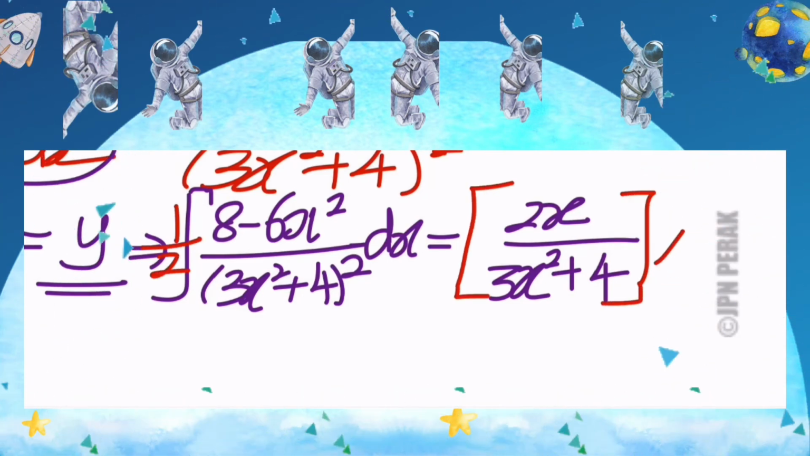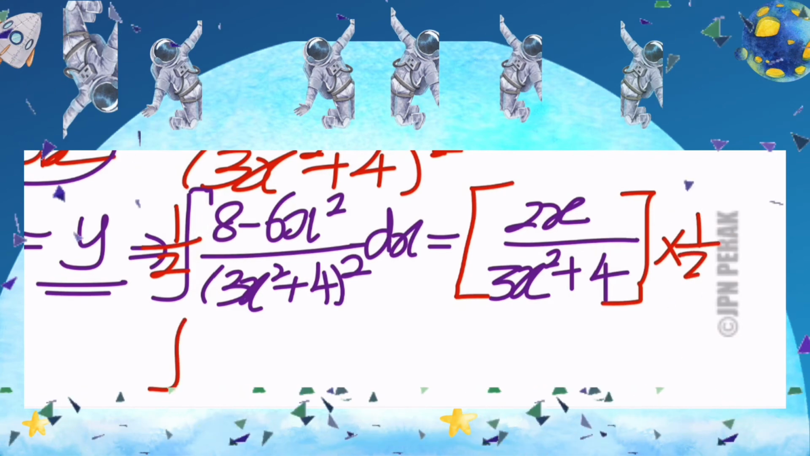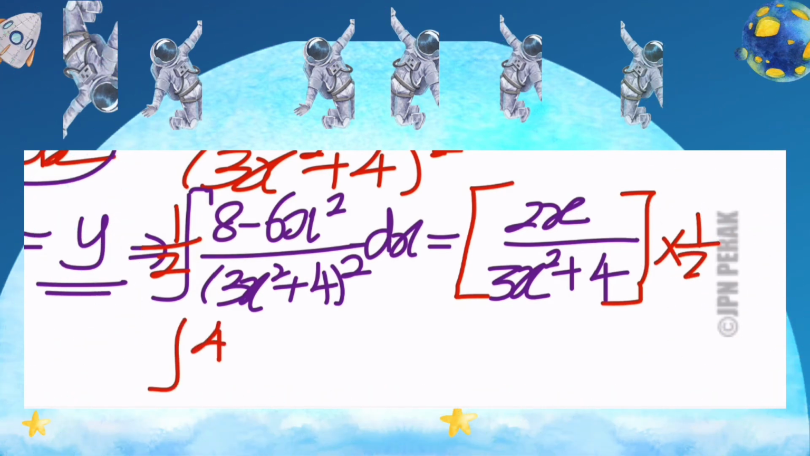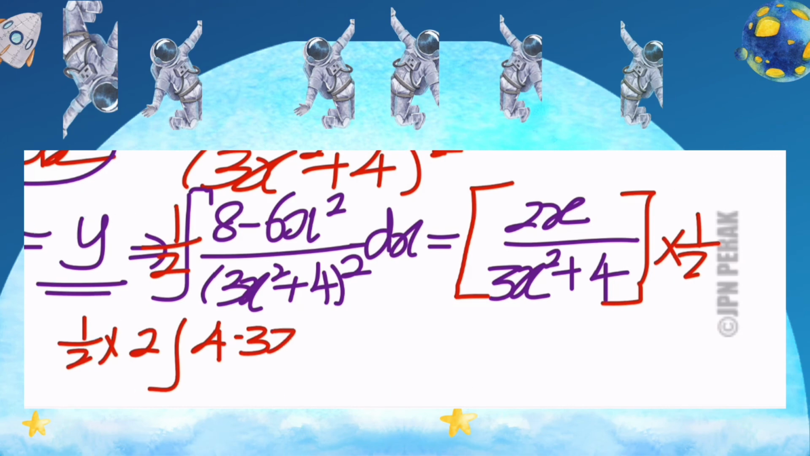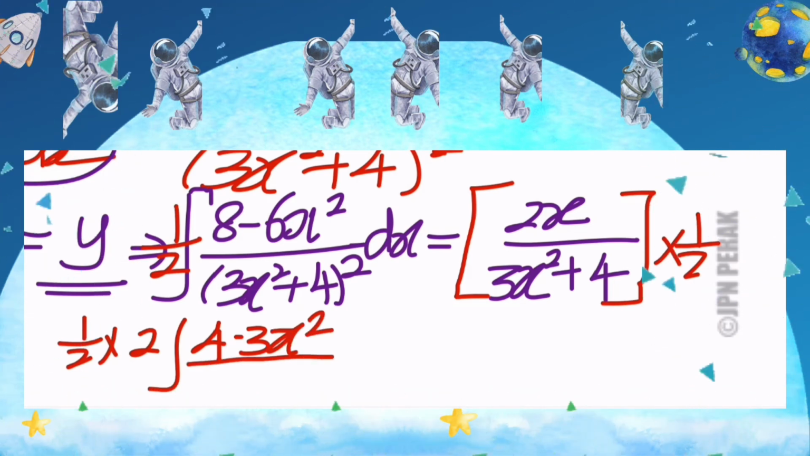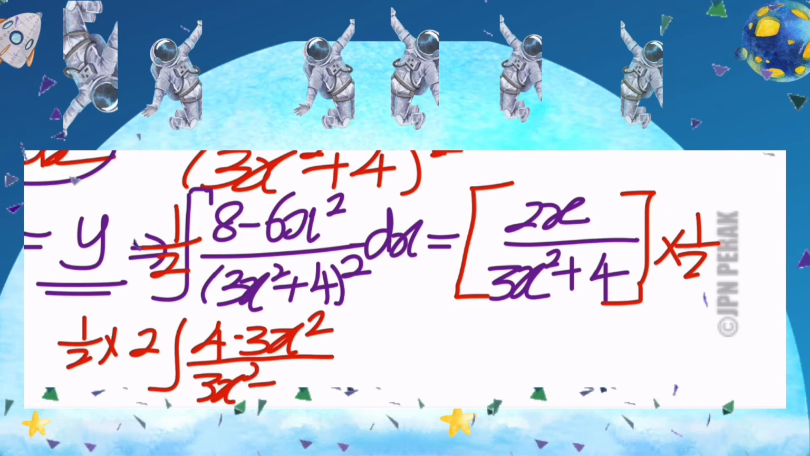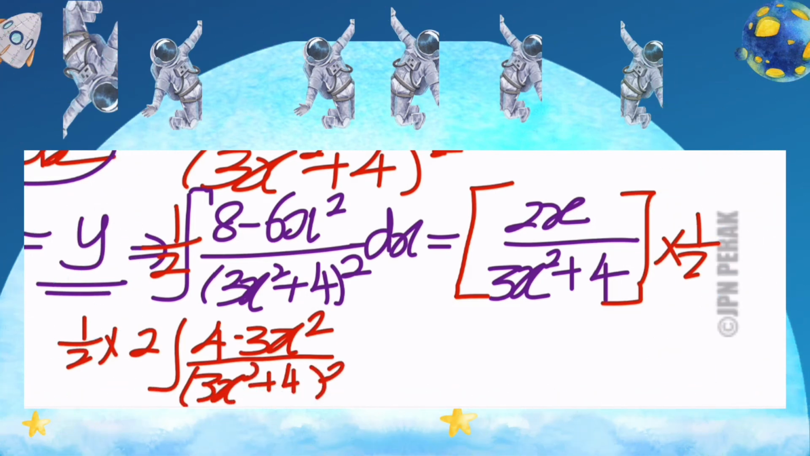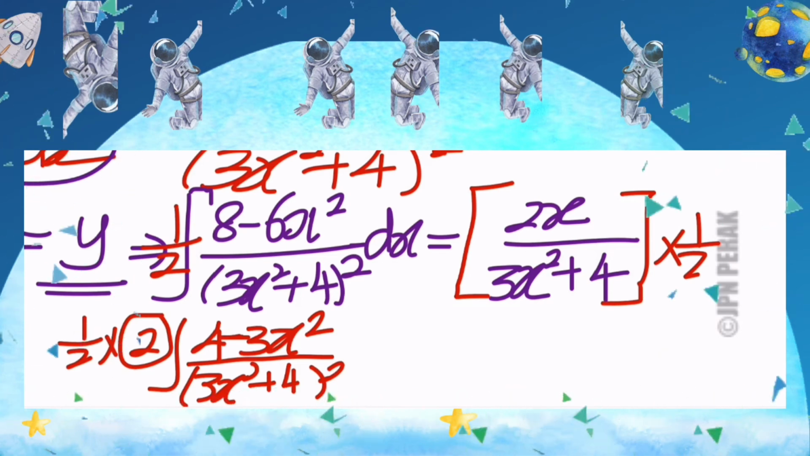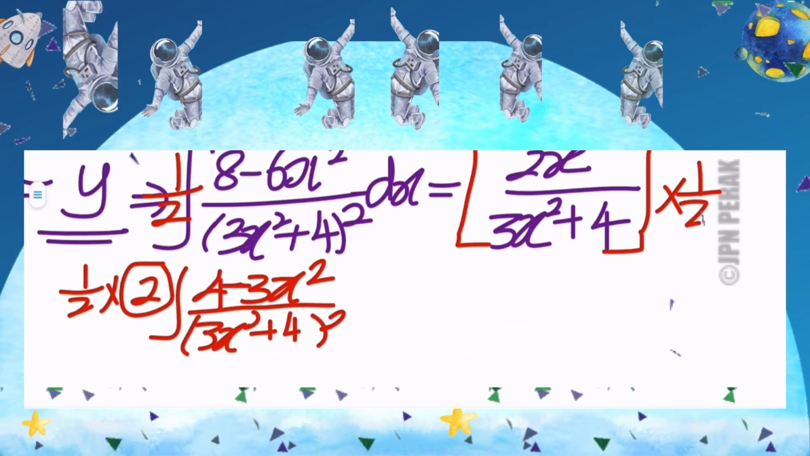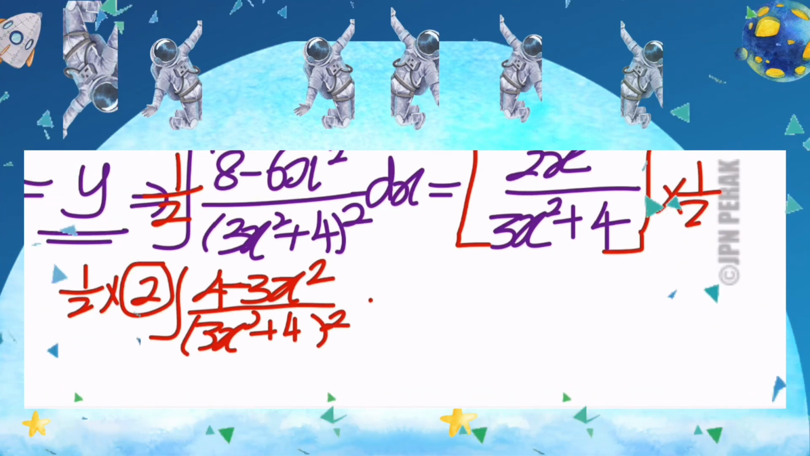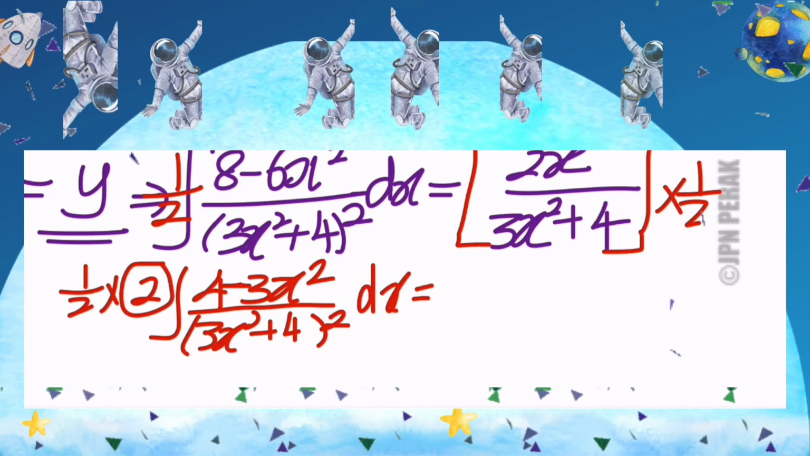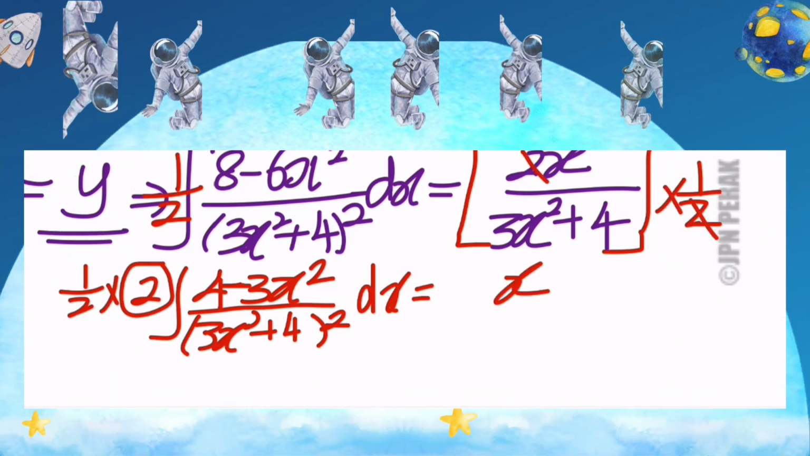So we must divide by 2, so that we will get the integration of what the question asks, which is 4 minus 3x squared, right? Actually, we are factorizing the 2 out. So then we multiply with the half both sides. Then the rest will be the same, 3x squared plus 4 squared. Now we cancel out the half and the 2 with the purpose of getting the integration as instructed by the question.